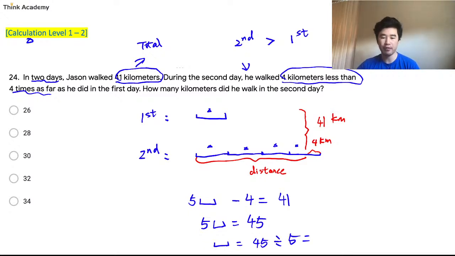We are going to have 9 for 1 line segment. So now we know 1 line segment is equal to 9. Then the problem asks us, how many kilometers did we walk in the second day? Here we see in the second day, the distance is already marked up.